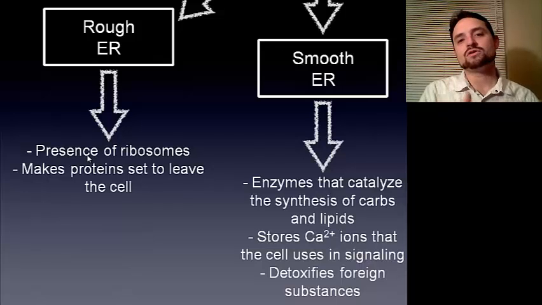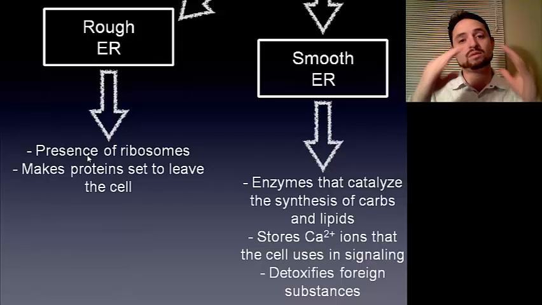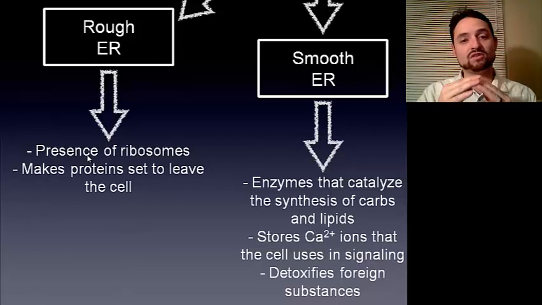The rough ER is responsible for making proteins set to leave the cell. Now this could be proteins that are going to be used, maybe like an enzyme or a hormone. It could be a protein that's going to be used on the cell membrane itself and is going to stick off the cell membrane or through the cell membrane. Those are going to be made through the rough ER.